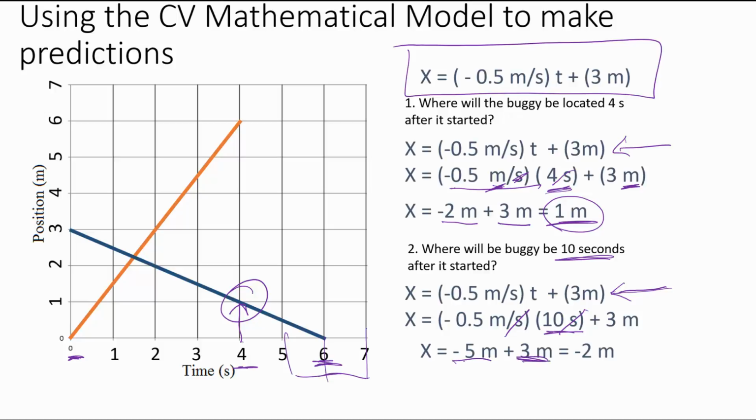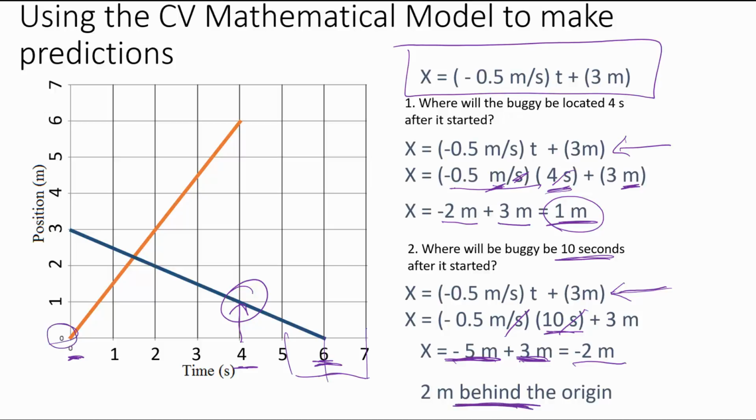What that means is that the buggy has moved 5 meters away from where it started, and it started at 3 meters in front of the origin. Now we get a -2 meters. Like, well, what does a negative mean? That negative sign just means that it went to the origin and then went past it. So we could say it's 2 meters behind the origin would be another way to phrase that.